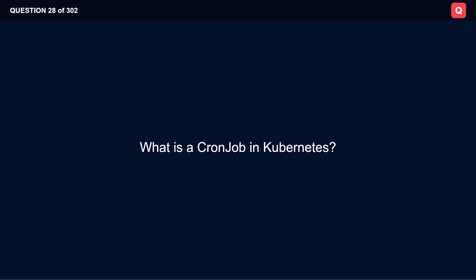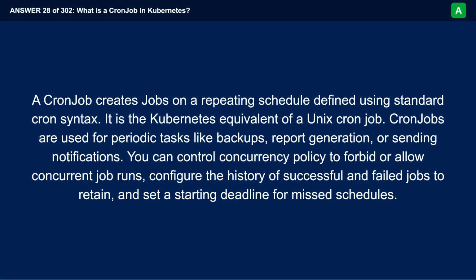What is a CronJob in Kubernetes? A CronJob creates jobs on a repeating schedule defined using standard cron syntax. It is the Kubernetes equivalent of a Unix cron job. CronJobs are used for periodic tasks like backups, report generation, or sending notifications. You can control concurrency policy to forbid or allow concurrent job runs, configure the history of successful and failed jobs to retain, and set a starting deadline for missed schedules.